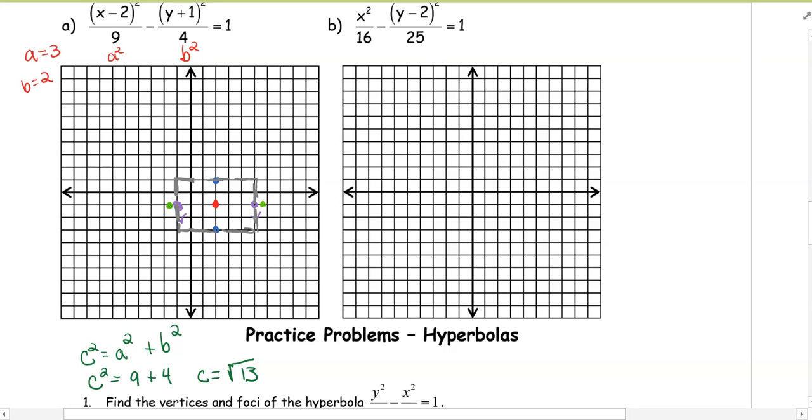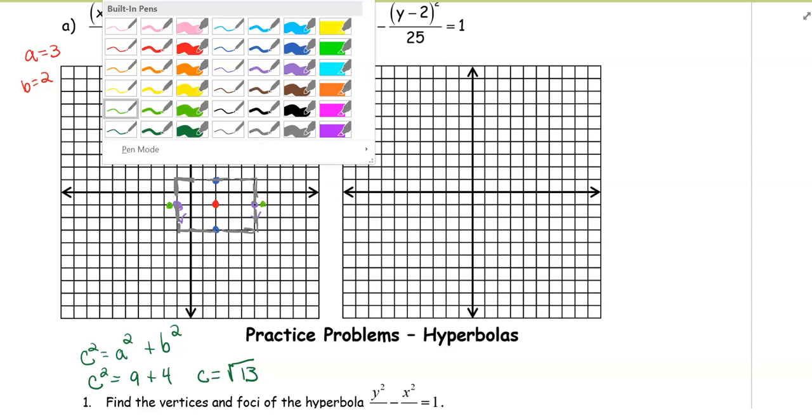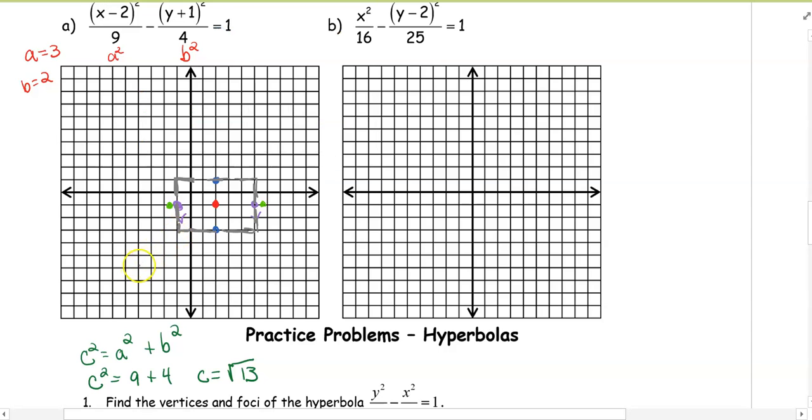I'm almost ready to draw my asymptotes, or my hyperbolas. I have to draw the asymptotes first. They go through the corners of the rectangle. They also hit the center.